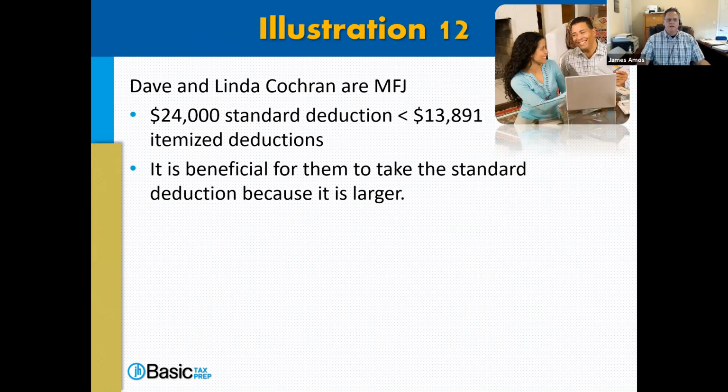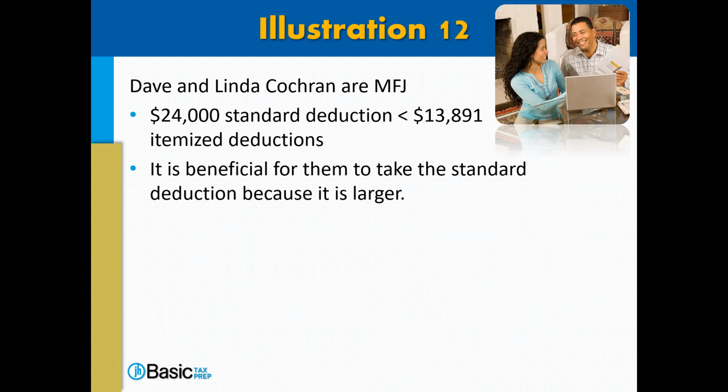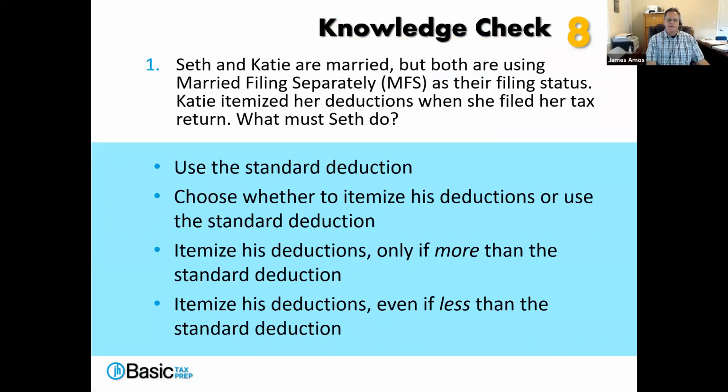So David and Linda Cochran are MFJ. Their standard deduction is $24,000, and their itemized deductions are $13,891. Which one are they going to take? Standard, $24,000. That's correct. So that's what they would take.